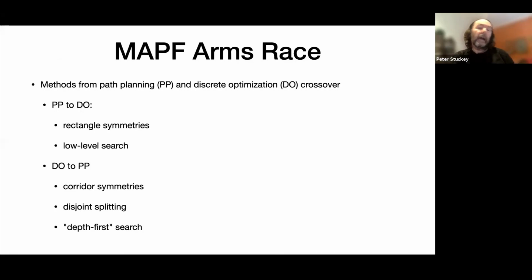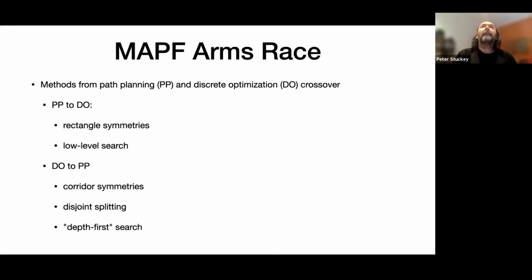So there's an arms race in this MAPF solving where methods from path planning and discrete optimization cross over. So rectangle symmetries were originally in path planning, and low-level search techniques from path planning have all been stolen for discrete optimization because we use low-level search either in the column generator or in the conflict resolver, the explanation as to why things can't be done. And this other information goes the other way. So corridor symmetries were first noticed by Eddie when he was building his BCP solution.